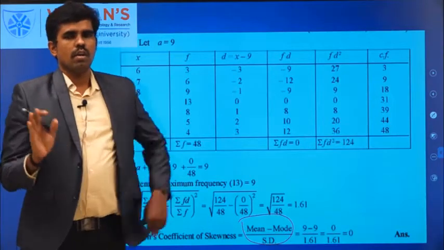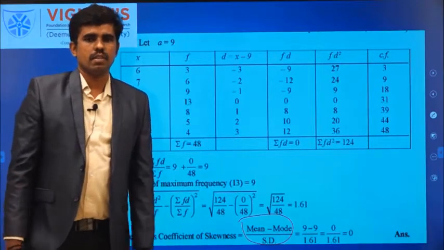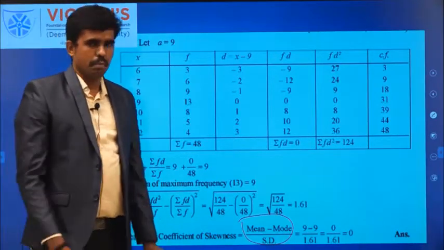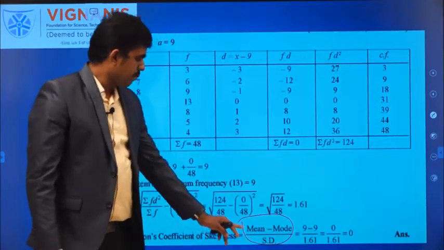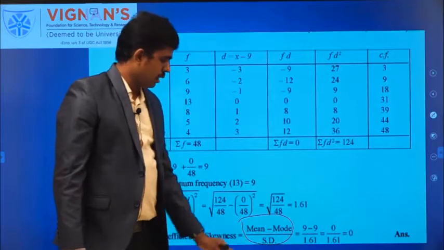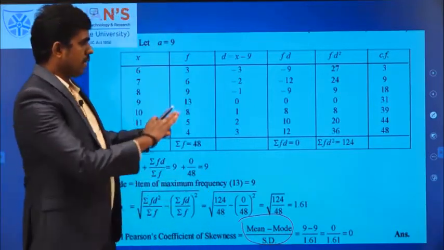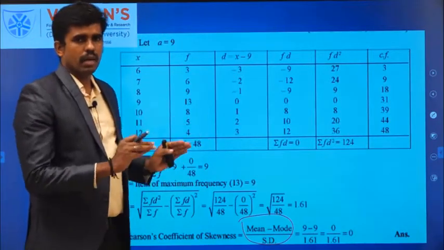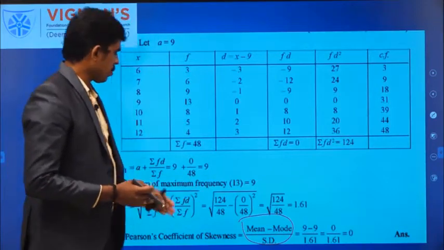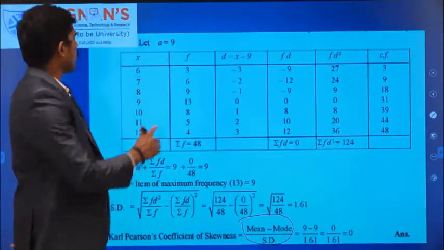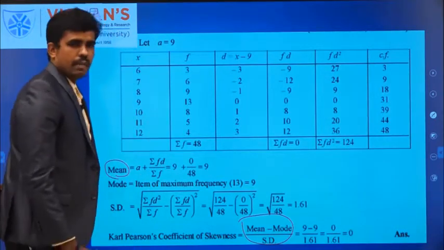So you should know all the first unit measurements, then only you can find this Karl Pearson coefficient of skewness. That is more important. You know how to find mean for frequency data, mode for frequency data, and standard deviation for frequency data. So in a single table I am going to explain, not in depth, since you know how to calculate all these measurements. First I am going to find the mean value.